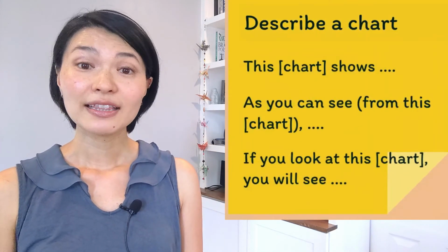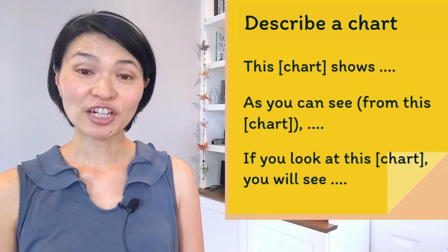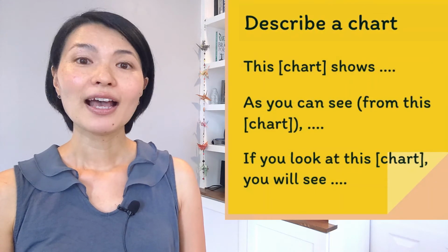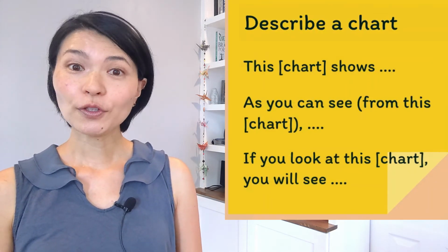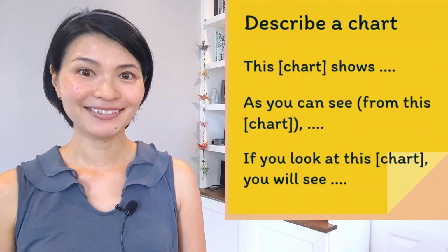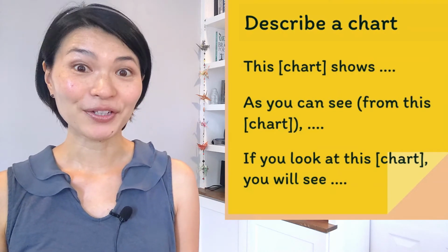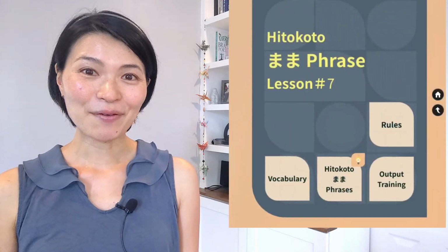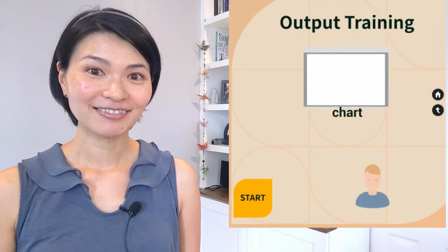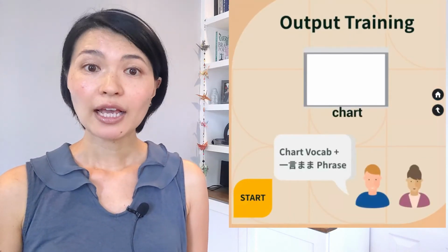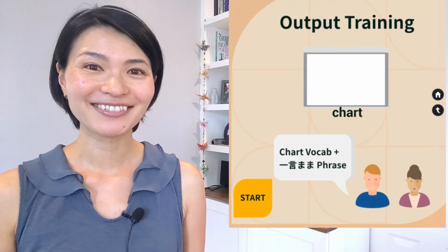So again, this week's 3 hitokoto mama phrases are, this chart shows, as you can see from this chart, if you look at this chart, you will see. Keep the sticky note with you. Now it's time for the output training. You're gonna see a chart. Use the vocabulary and the hitokoto mama phrases you've learned today to describe the chart.